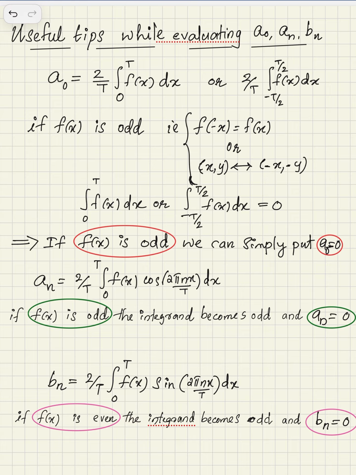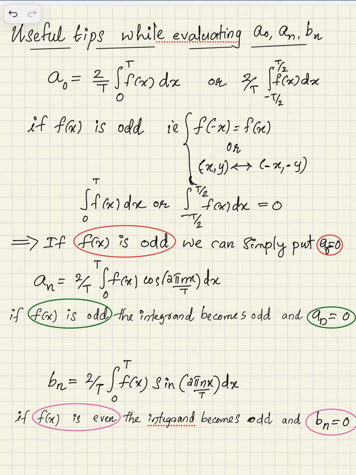Also, an is the product of f of x and cos. Cos is an even function. If f of x is odd, odd into even becomes odd. The integrand is again odd, and if you are integrating from minus T by 2 to T by 2, it will vanish. Therefore, I can conclude that if f of x is odd, then a0 as well as an becomes 0.